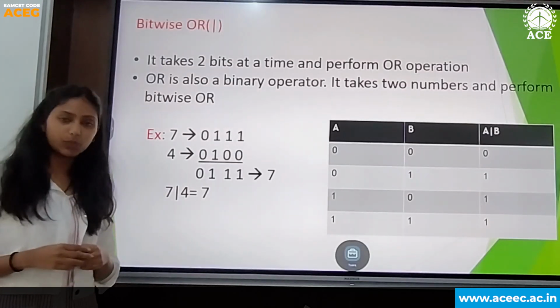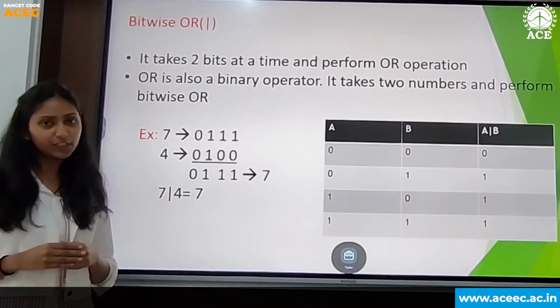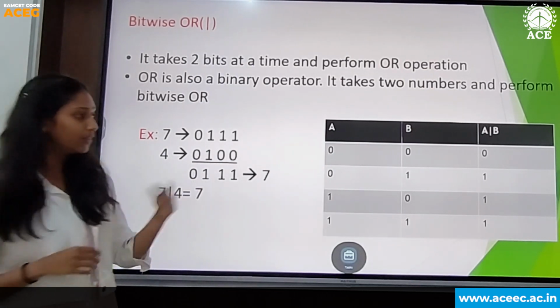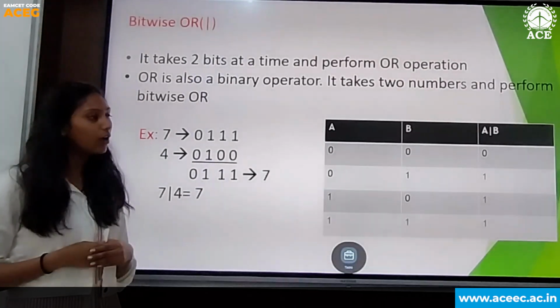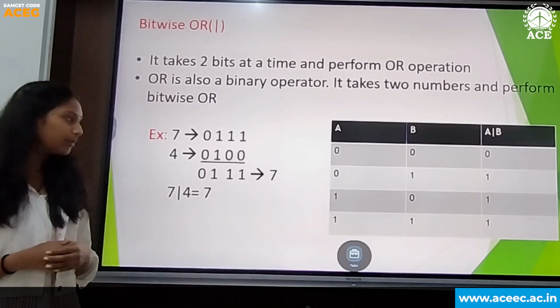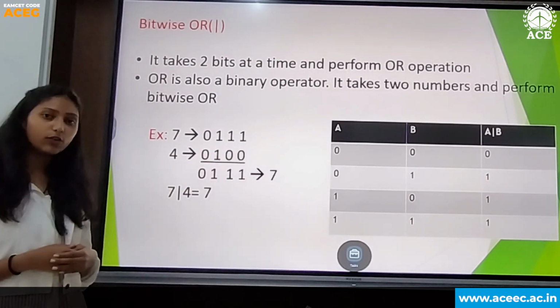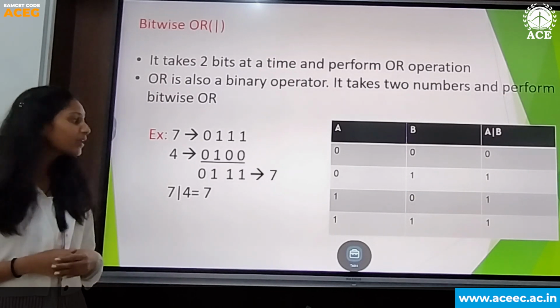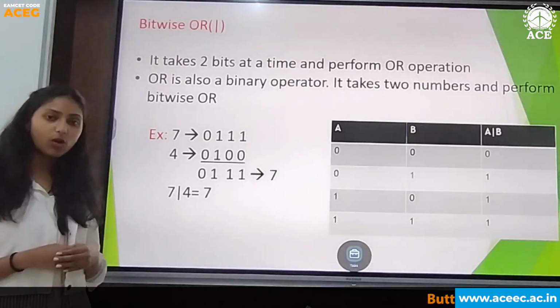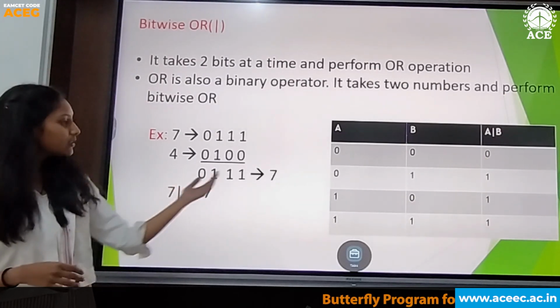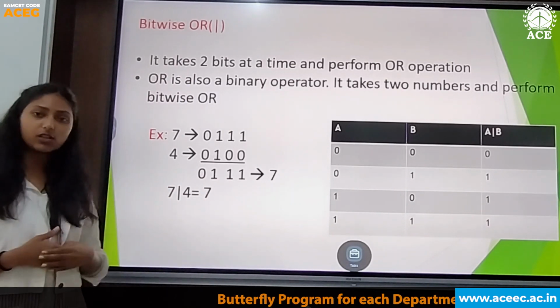The next is the bitwise OR operator. It has the additive property. Let us see the truth table. If one of the inputs is high, then the output is also high. Let us take an example. The binary value of 7 is 0111 and the binary value of 4 is 0100. When the bitwise OR is applied, the value is 7 and the final output is also 7.